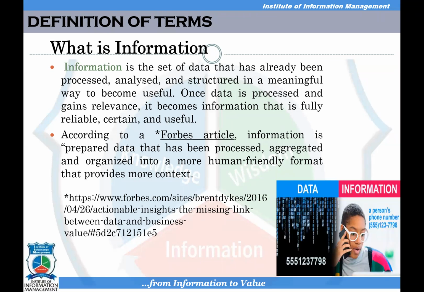So according to a Forbes article, information is prepared data that has been processed, aggregated, and organized in a more human-friendly format that provides more context. So the reference below, you see the URL.